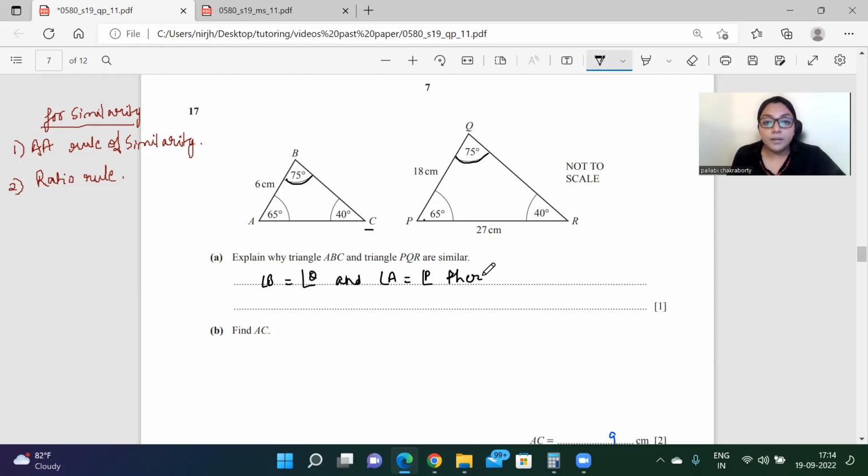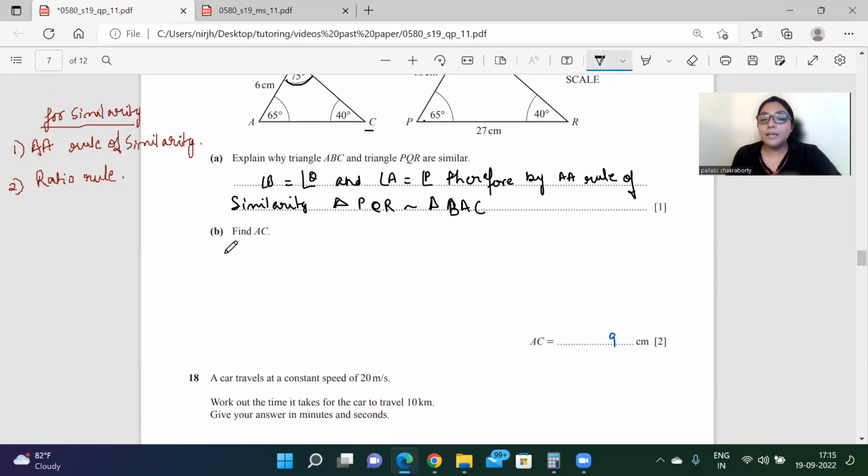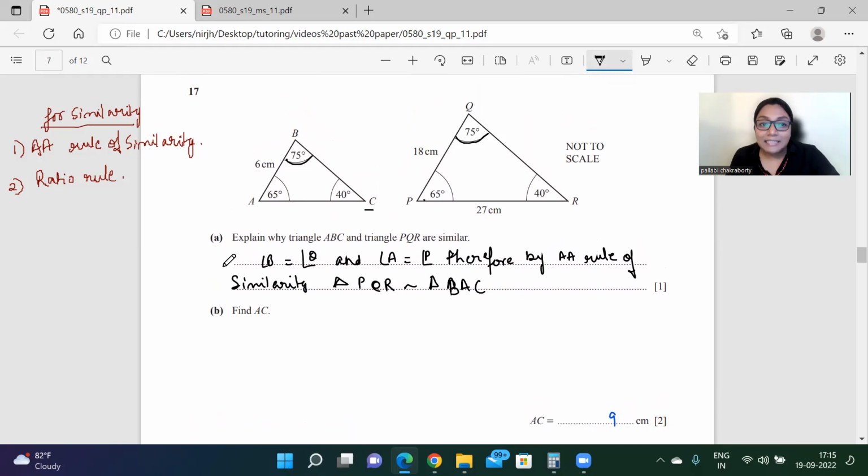Therefore, by AA rule of similarity, triangle PQR is similar to triangle, instead of P, it is B, instead of Q, it is A, instead of R, it is C. So triangle BAC. That's how we write. Now, if you look at the second question, that is, you have to find AC.